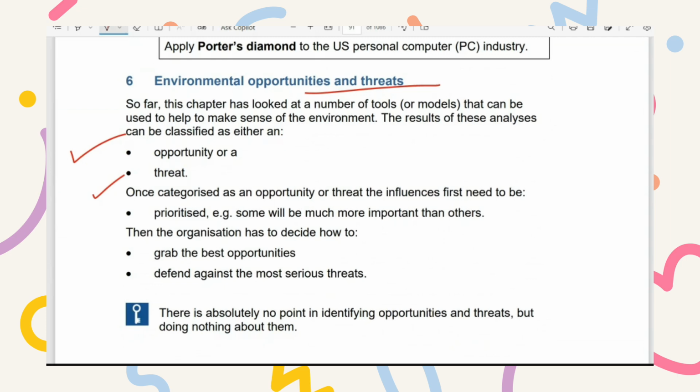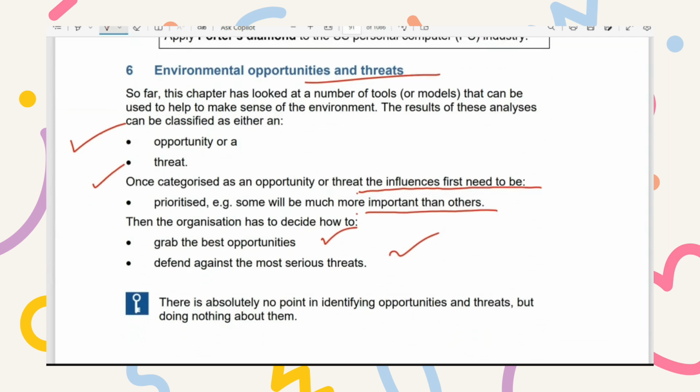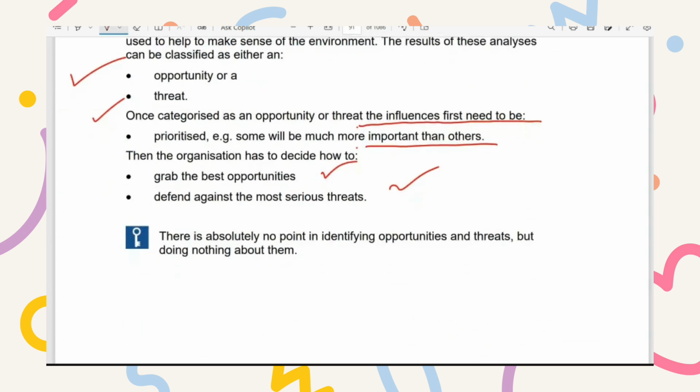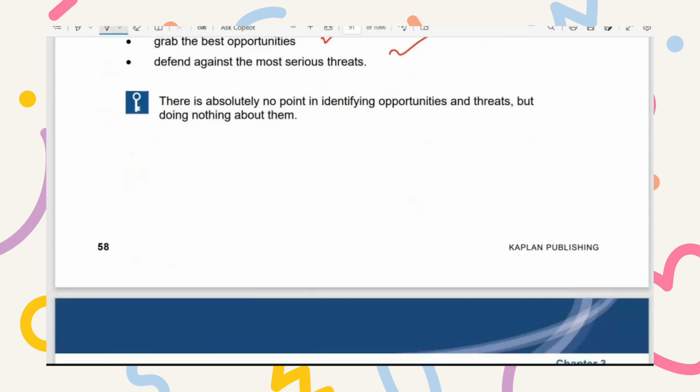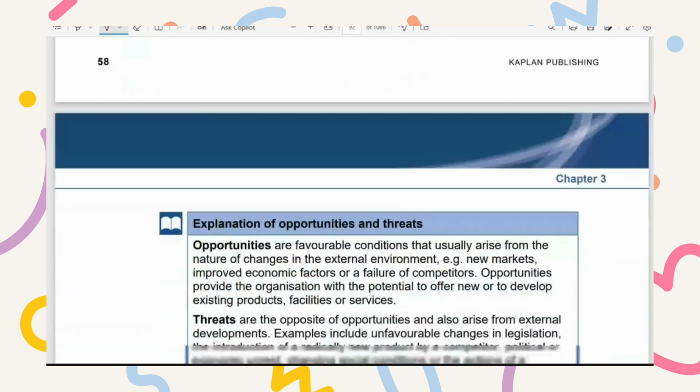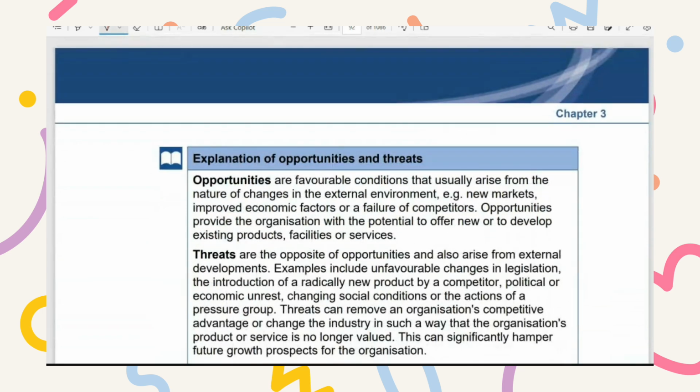Environmental opportunities and threats are there. Once a category is identified as an opportunity or threat, the influences first need to be prioritized. Some will be much more important than others. Grab the best opportunity and defend against the most serious threat. The suggestion is to decide how you can react to them, or how you can cope with those problems.